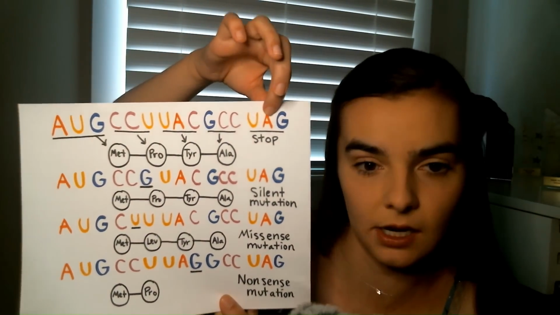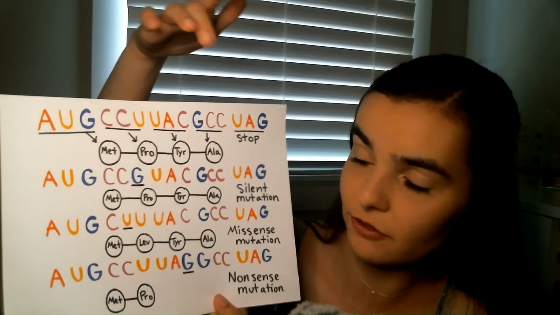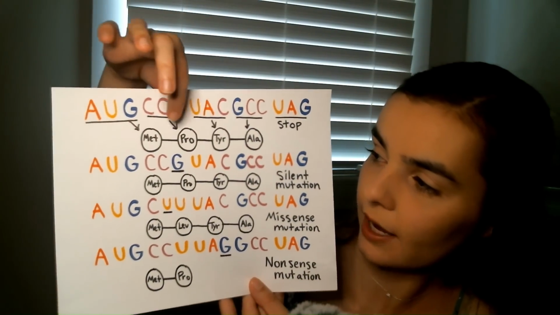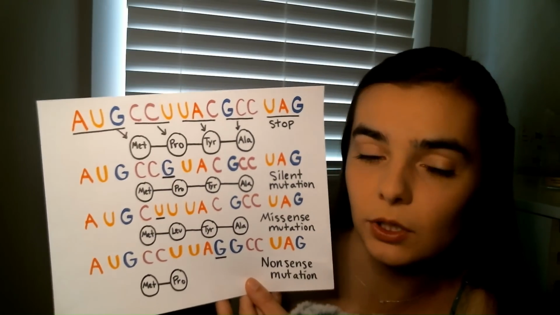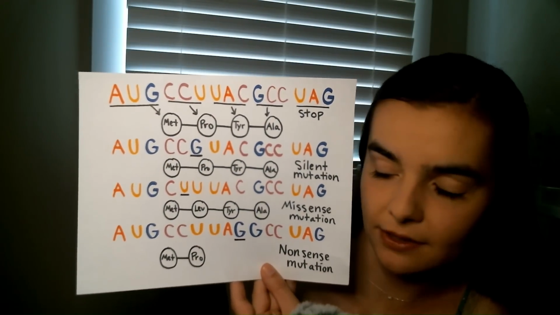And then a stop codon, UAG. That doesn't code for any amino acid, it just tells the body to stop. So we have a chain of 4 amino acids, and that is our normal protein. So now we're going to talk about mutations.